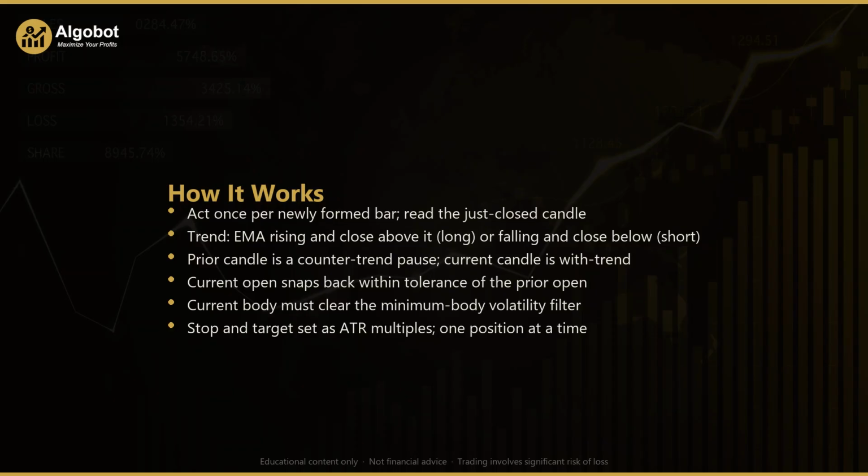Risk management is handled with the average true range. The stop loss is placed a set multiple of average true range away from entry, by default 1.5. The take profit is placed a larger multiple away, by default 2.5. That gives a reward to risk ratio of roughly 1 2/3 to 1. Only one position is held at a time, so the strategy focuses on a single, clean setup rather than stacking exposure.